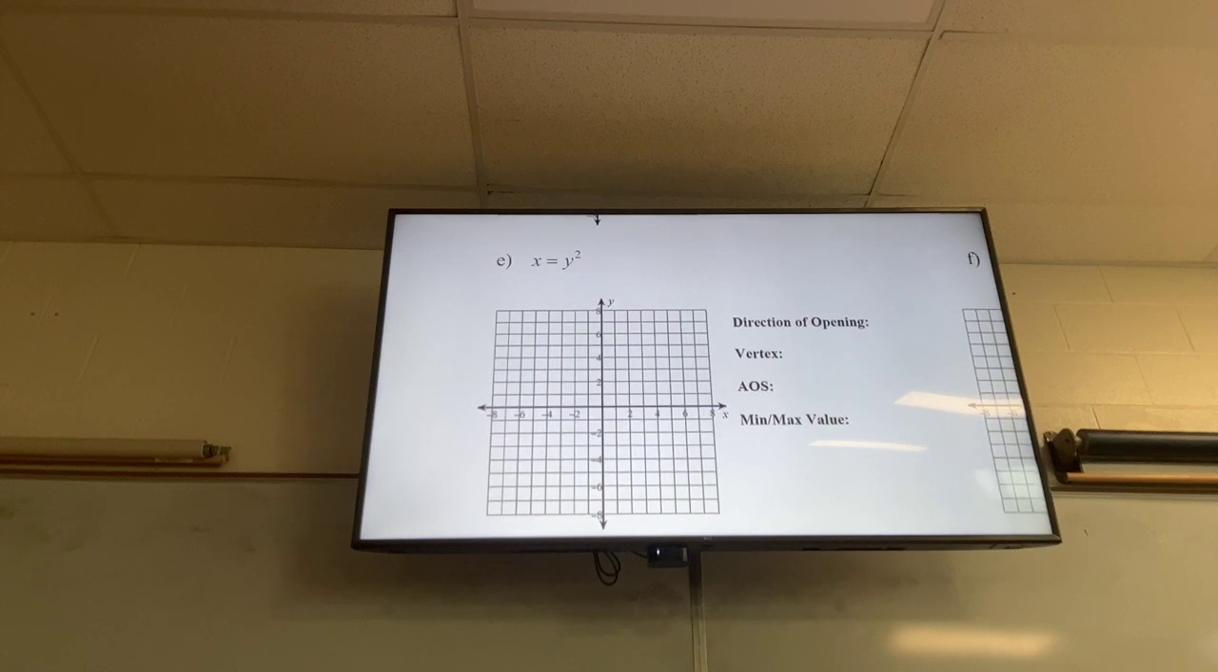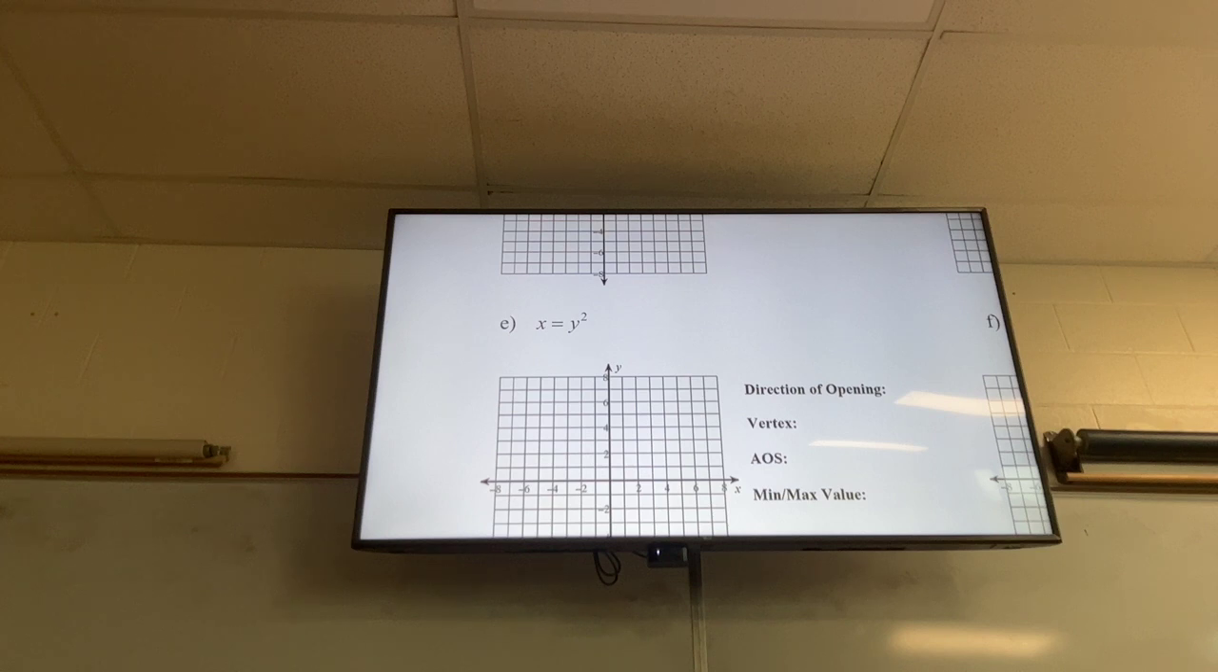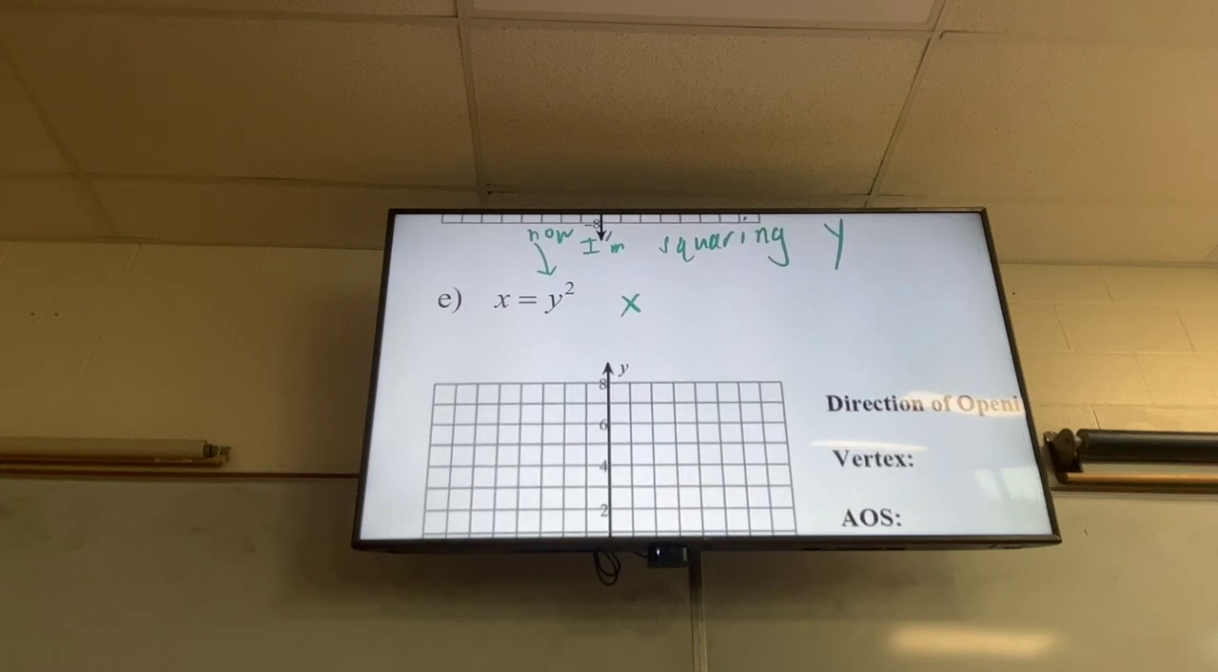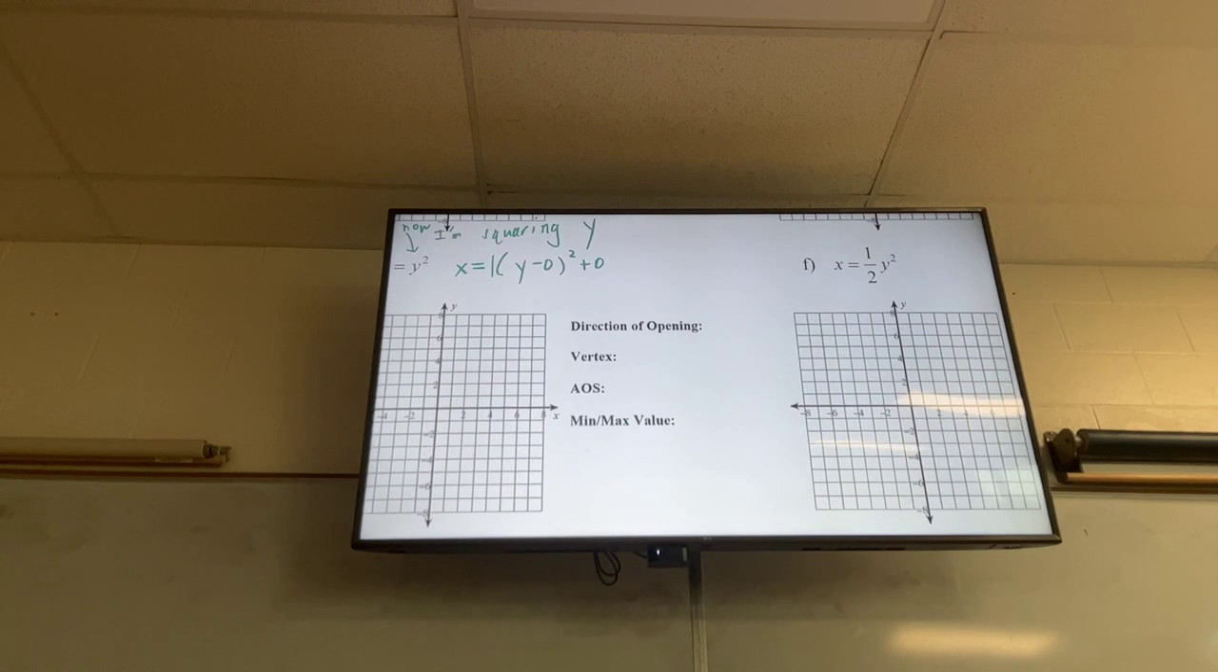Okay, can I do part E? What's different here? We've never seen this before. Now I'm squaring y. It gets harder. When squaring y, I'll do this in red. First of all, let me put this in vertex form. Vertex form's the same. It's still y minus 0 squared plus 0. Your h and k are all still the same thing.